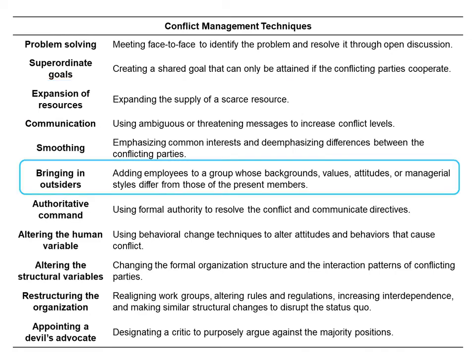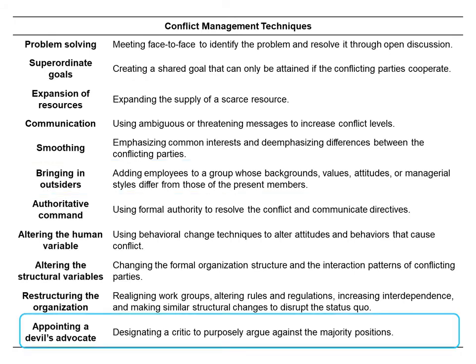If we want to stimulate functional conflict, we can bring in outsiders. Their fresh perspective, their different experiences can sometimes stimulate discussion and help the group see things more realistically. One other technique I'd like to mention is appointing a devil's advocate. What this means is assigning someone in the group to purposely argue against the majority position. Whatever that majority position is, the devil's advocate is supposed to argue against that idea.